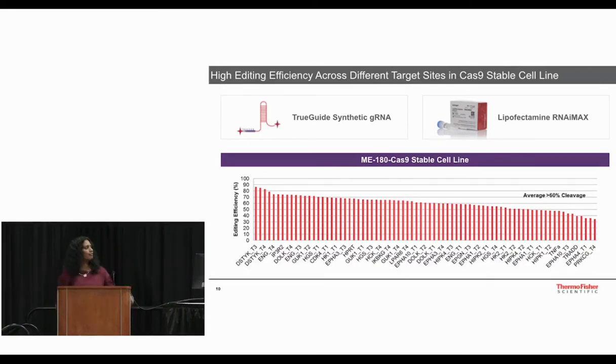So you use a Lipofectamine RNAiMAX reagent that is specifically designed to deliver small RNAs into cells. In this case, the guide RNAs are about 100 nucleotides in length. So this is an example just to show that we have tried different guide RNAs in this particular cell line to see what the editing efficiency is for each guide RNA.